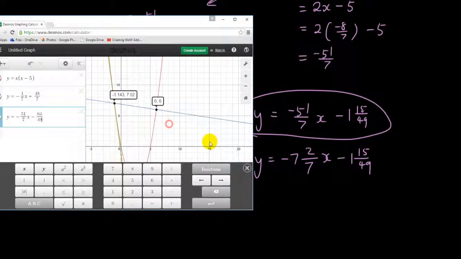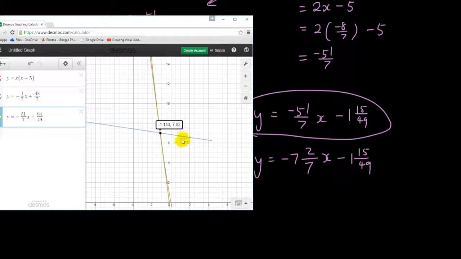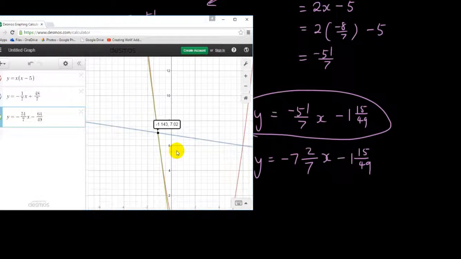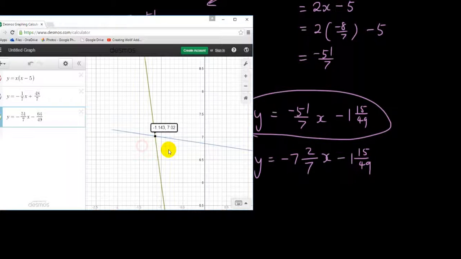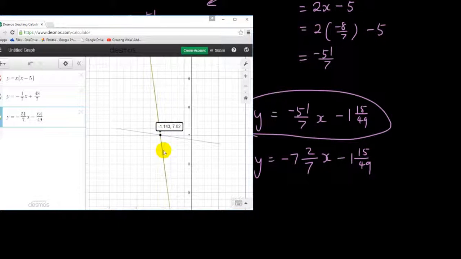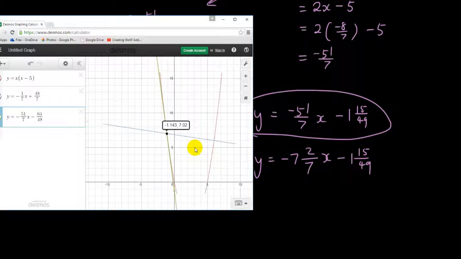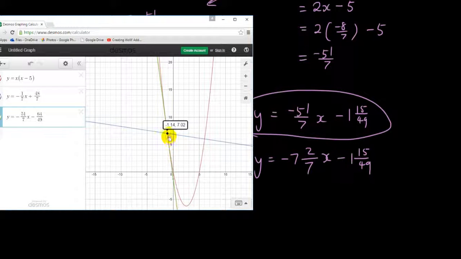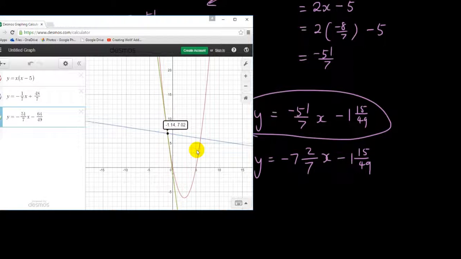And you can see the green line is the tangent to the curve at this point, right? If I zoom out a bit, you can see it. It's a tangent to the curve at this point. So, yep, I think we have the right answer.